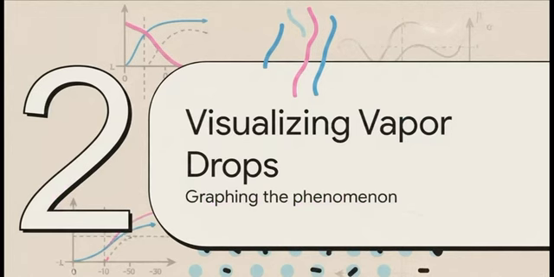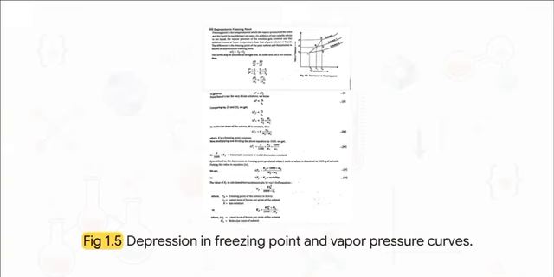Moving right along to Section 2, visualizing vapor pressure drops. Graphing the phenomenon. Let's actually visualize what happens to that delicate balance when we introduce a solute. Check out the top curve on this graph, labeled solvent. That represents our pure liquid. Right below it, we have solution 1 and solution 2. When we add a non-volatile solute, the overall vapor pressure of the solution actually drops.